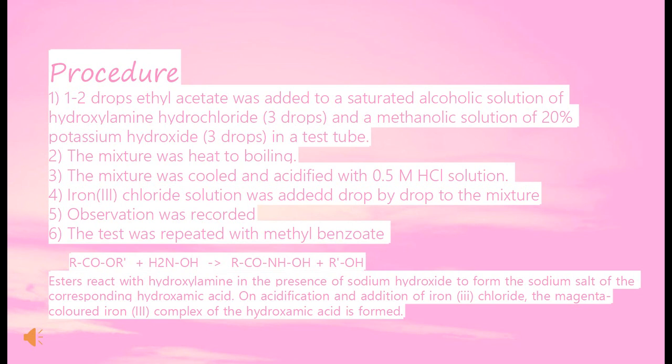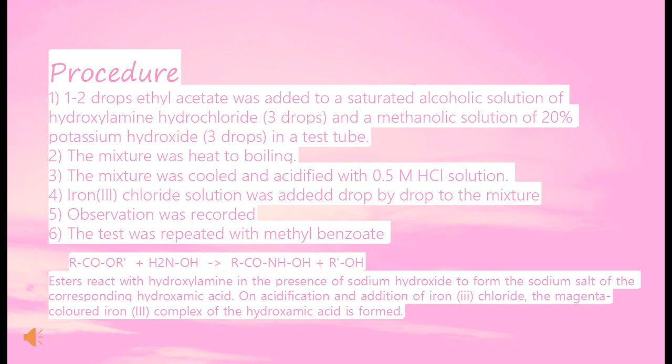So the procedure for this experiment is: first, 1 to 2 drops of ethyl acetate was added to a saturated alcoholic solution of hydroxylamine hydrochloride, 3 drops, and a methanolic solution of 20% potassium hydroxide, 3 drops, in a test tube. And then the mixture was heated to boiling, cooled, and acidified with 0.5 molar hydrochloric acid solution, and then iron trichloride solution was added drop by drop to the mixture. After that, the observation was recorded and the test was repeated with methyl benzoate.